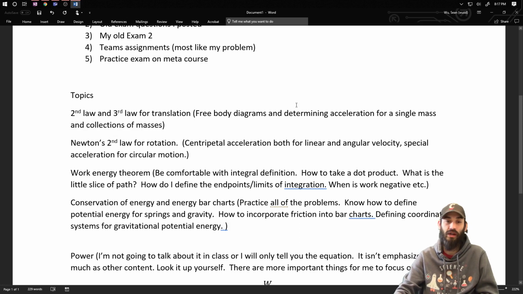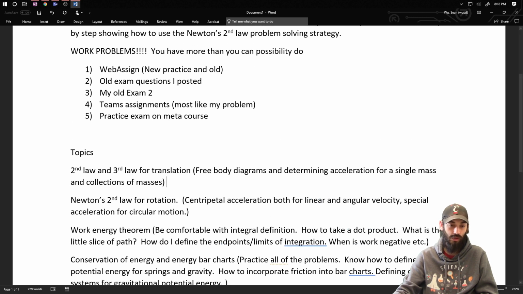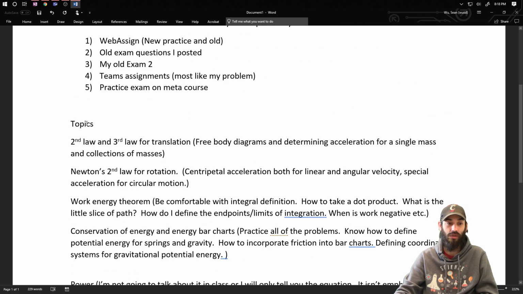This means free body diagrams, determining acceleration for a single mass and a collection of masses. I had a whole bunch of problems like this. You have the solutions to those posted in your notebooks, as well as the videos where I went through and solved those. So don't just watch the videos. You need to make sure that you're solving the problems on your own.